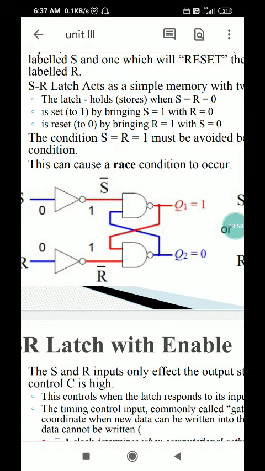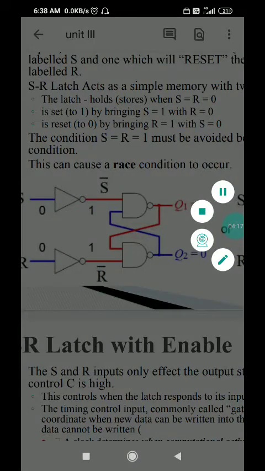Apart from that, there is one more condition in which S and R both are 1. When S and R both are 1, it will produce unpredictable output, and that is called a race condition, and that is not allowed. Means we do not apply this particular input to the circuit, otherwise the circuit goes into racing condition. So this is all about your SR latch.